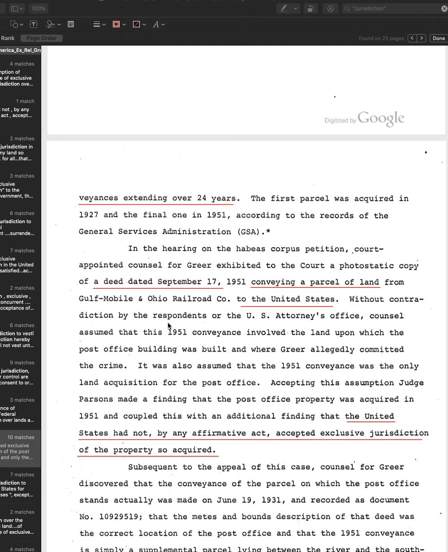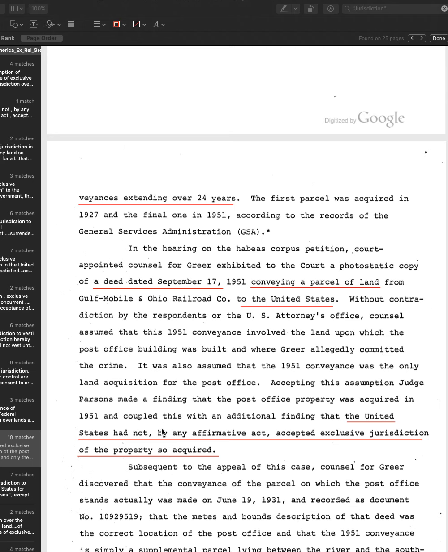Without contradiction by the respondents or the United States Attorney's Office, counsel assumed that this 1951 conveyance involved the land upon which the post office building was built and where Greer allegedly committed the crime. It was also assumed that the 1951 conveyance was the only land acquisition for the post office.